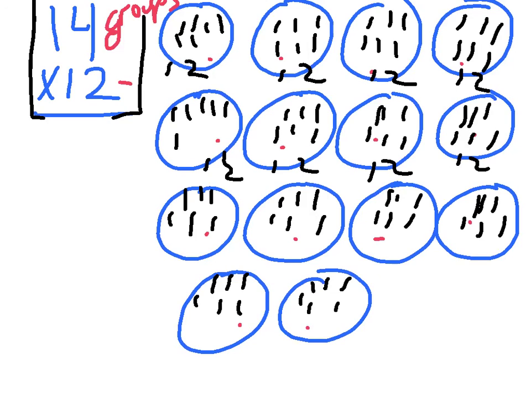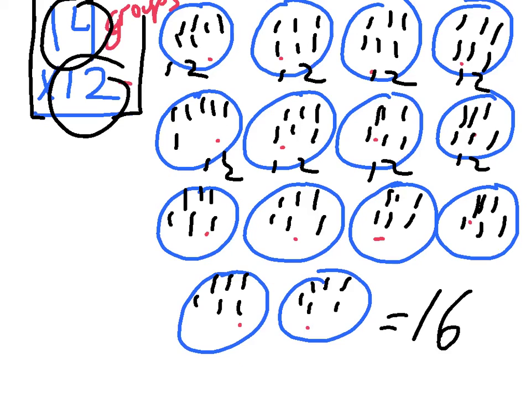So make sure there's 12 in each group, and that means you've equally divided them all into equal groups. That means you have 14 groups with 12 pieces in each one, and that should give you a total answer of 168. Good luck.